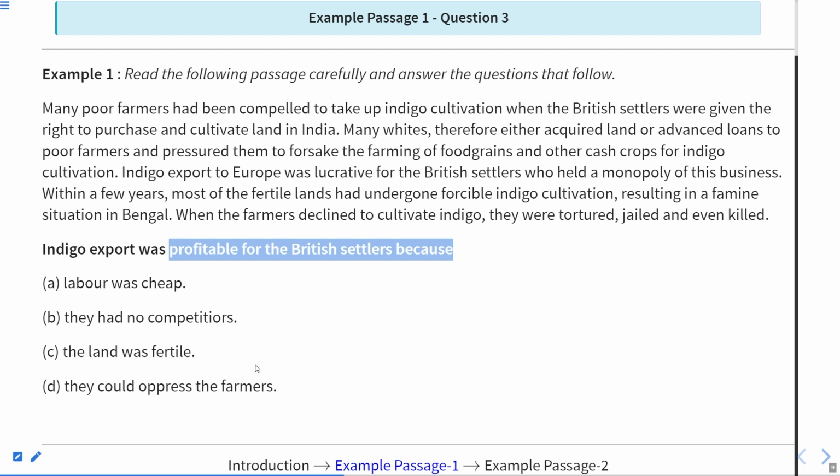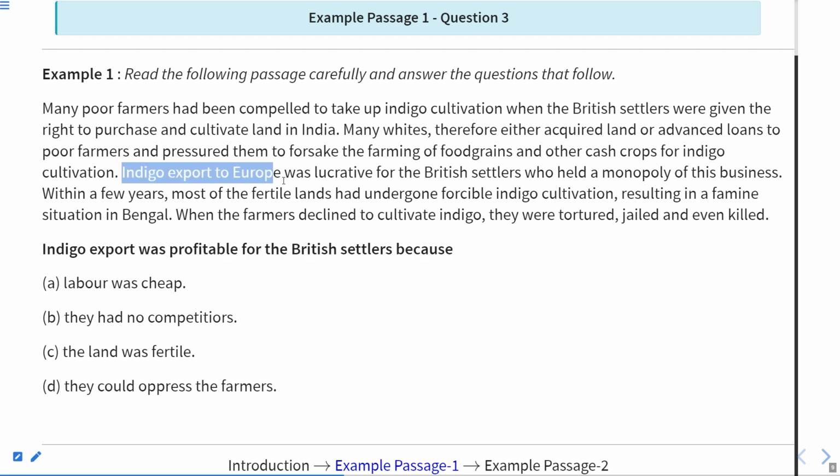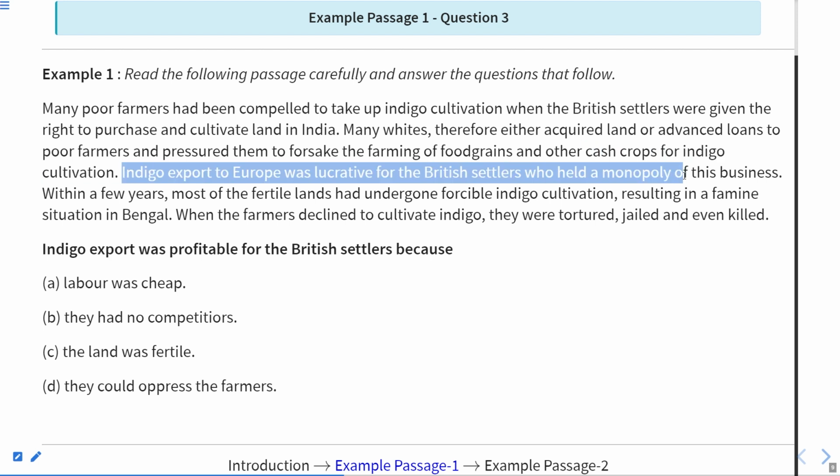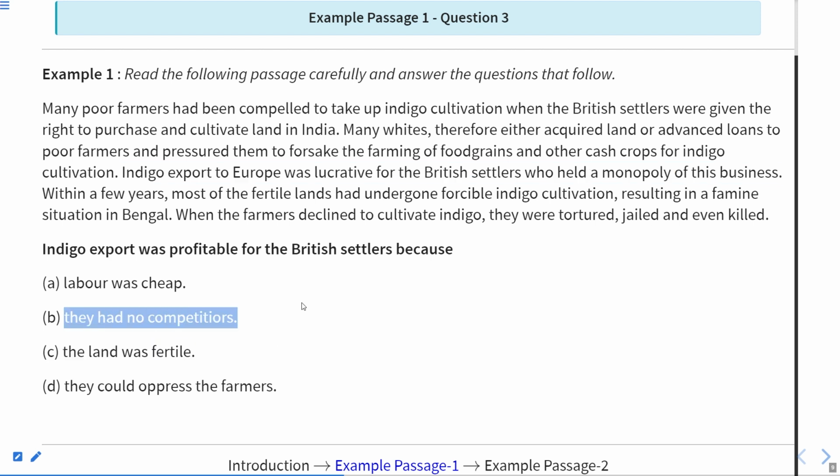So you can say over here, according to this line, indigo export to Europe was lucrative. Lucrative means profitable for the British settlers who held a monopoly of the business. And monopoly means when there is no competitor. We are the only owner of the business in the entire world or anywhere. So they had no competitors. So the answer will be that they had no competitors because they had a monopoly over there. So B will be the correct answer.